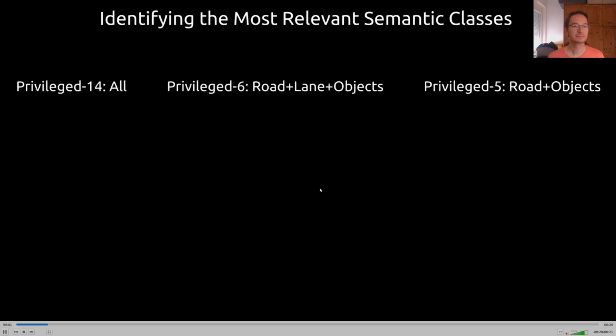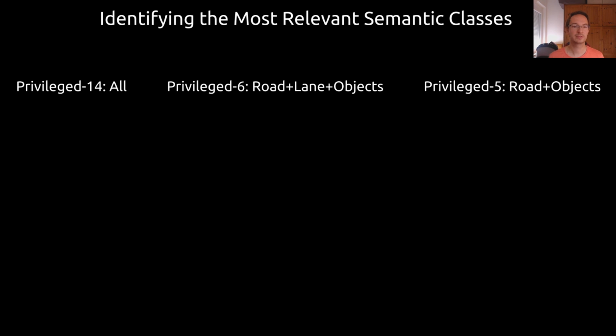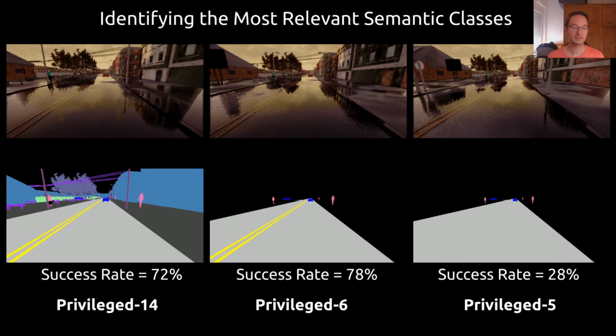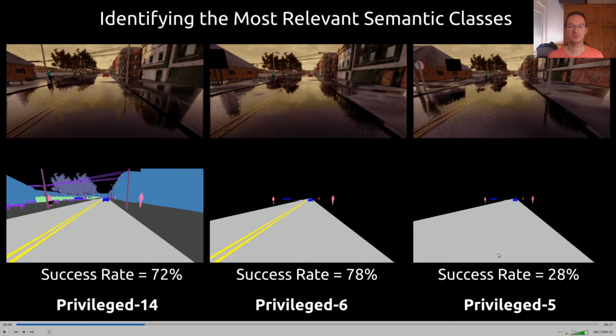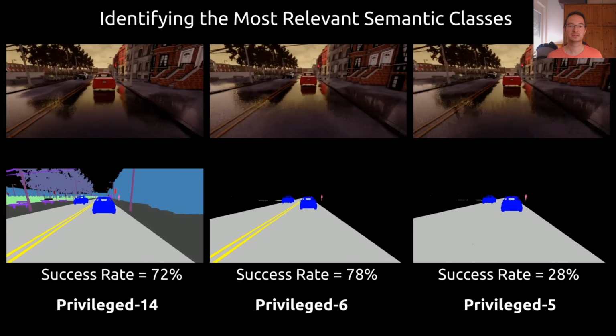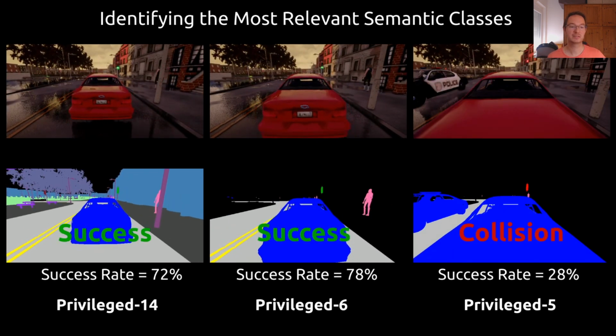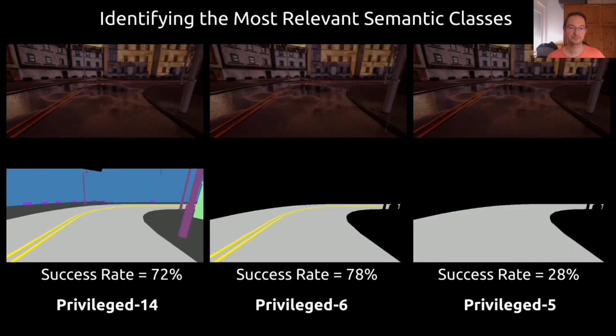Here's a video that compares the different cases for the privileged situation, where the ground truth semantic segmentation has been used. And you can see here how the performance drops from a success rate of 78 to 28 when removing the lane markings. But these two models perform similarly, or actually the model with fewer semantic classes performs better than the model with more semantic classes, because it doesn't distract the policy as much.